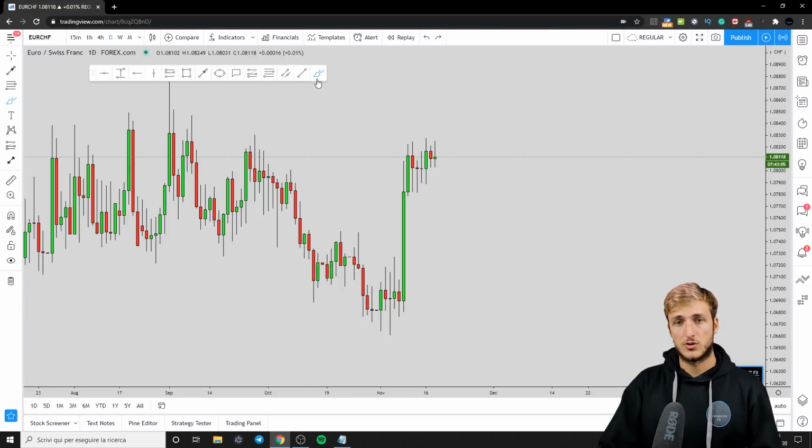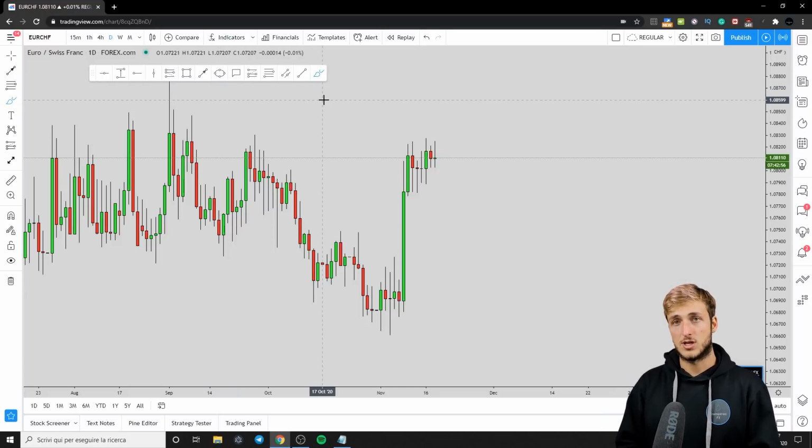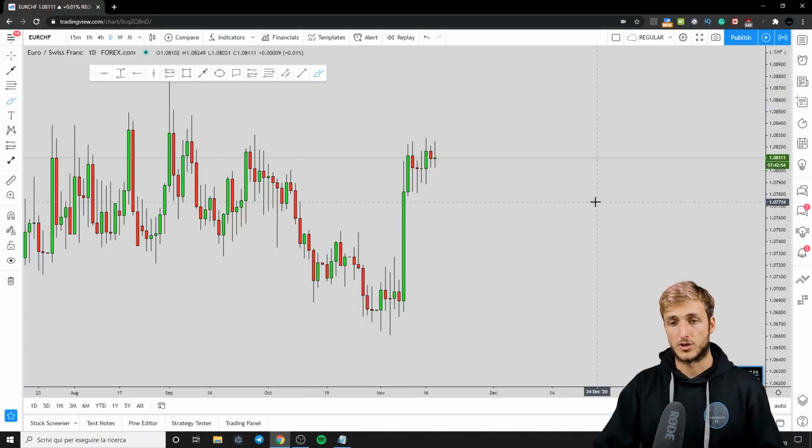Why? Because in order for Euro CHF to actually make this move to the downside, we need a weak Euro and a strong CHF. So seeing hedge funds adding longs on the CHF is very good for the overall setup.